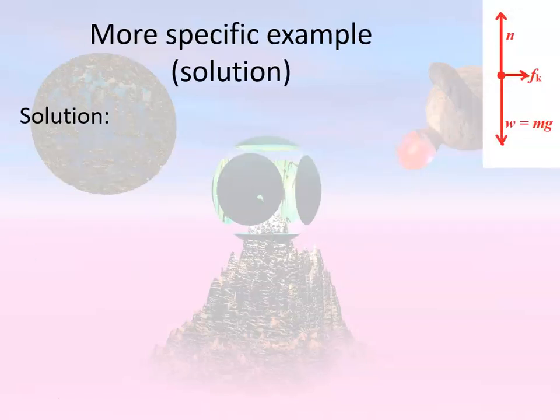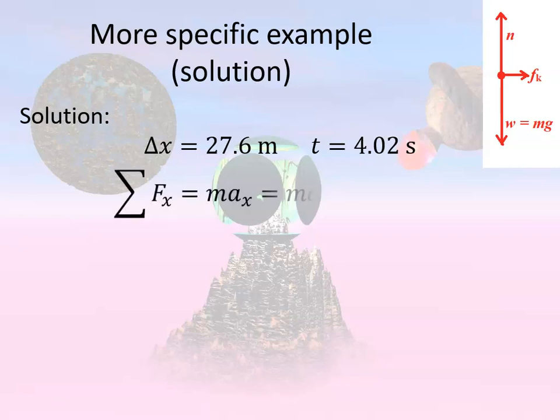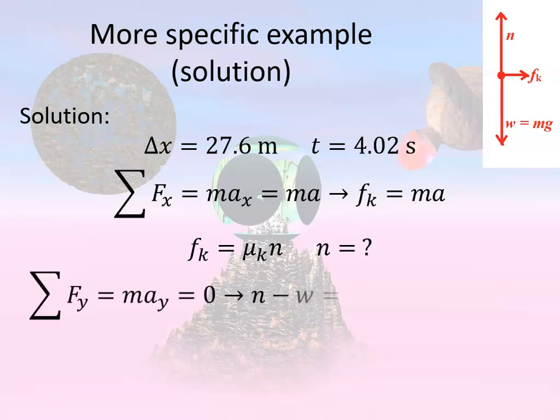So here is our free body diagram, same thing as before. Our givens: distance of 27.6 meters, a time of 4.02 seconds. So the net force in the x direction is equal to mass times acceleration in the x direction, but I'm just going to call that acceleration. But there's only one force in the x direction, the kinetic friction force. So F sub k equals ma. Okay, great. Well, F sub k I know is equal to mu sub k times N. So all I need to do is figure out what N is.